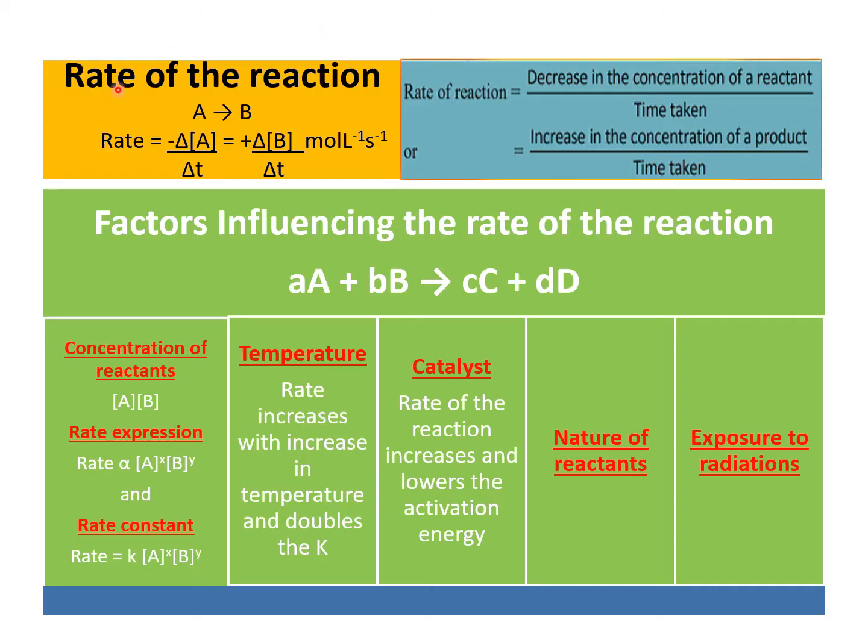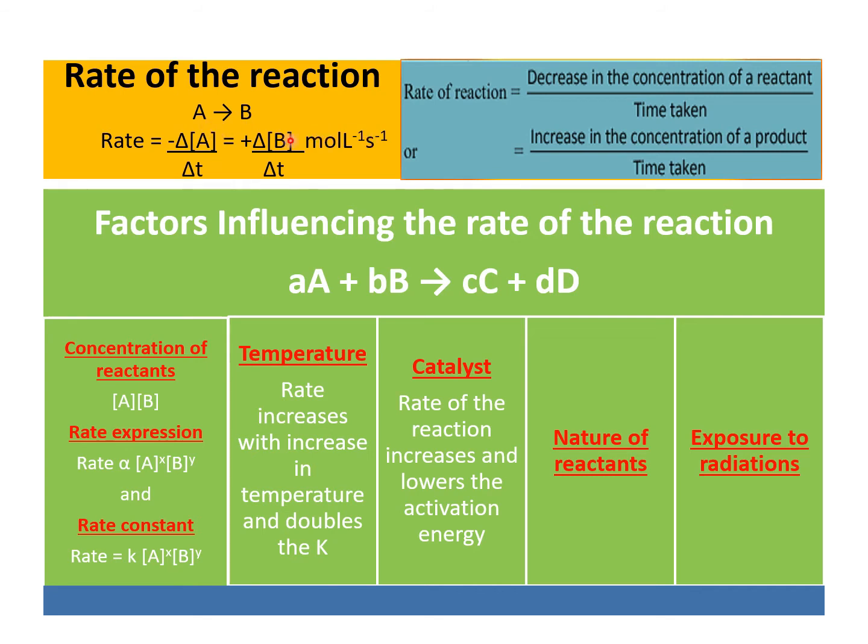The first one is rate of the reactions. What is the rate of the reactions? If A is one reactant which gives P as a product, then how to write the rate of the reaction for this equation? If A is a reactant, this gives B as a product. How to write the rate? Rate means speed of the reaction.